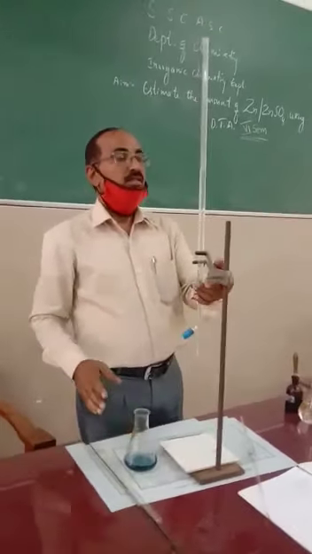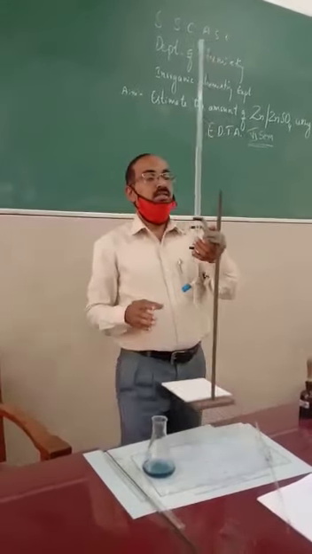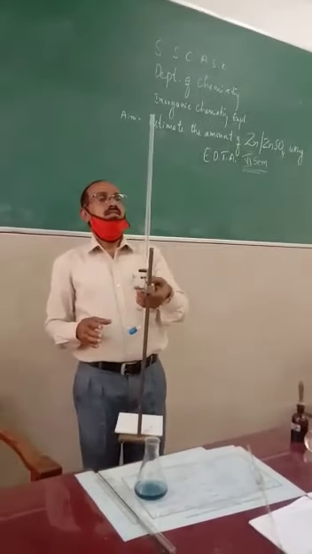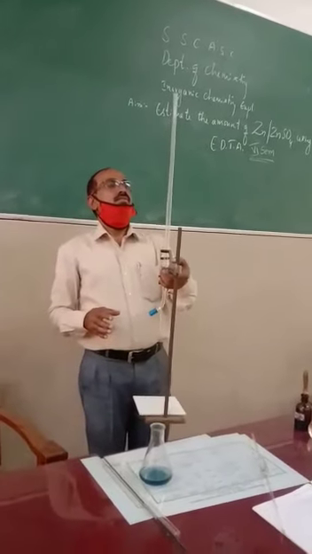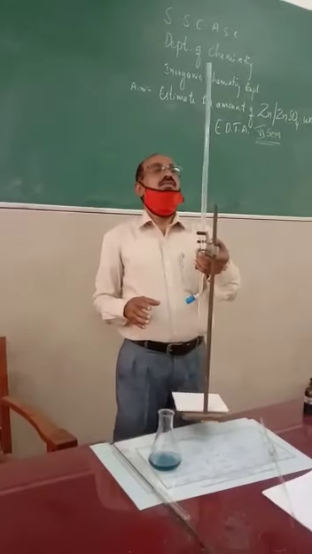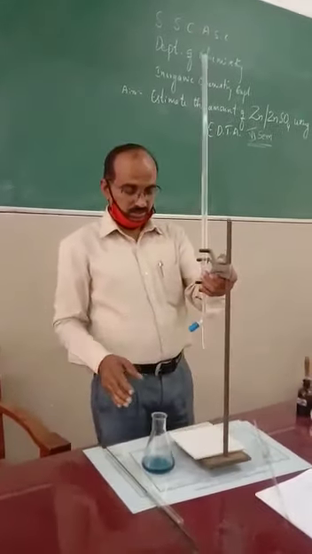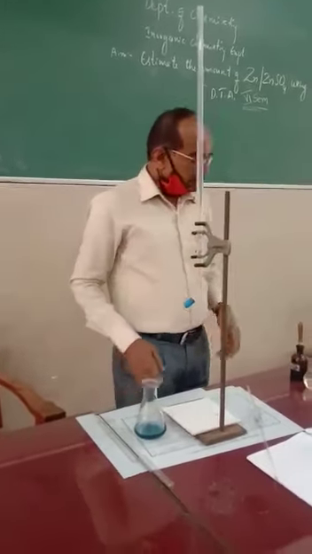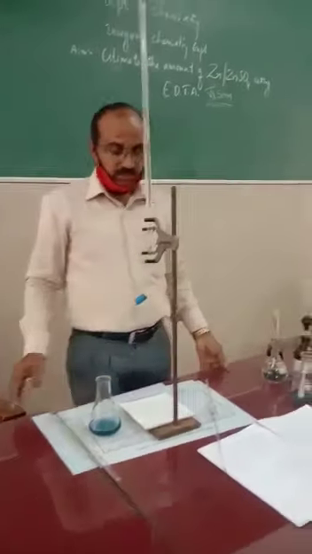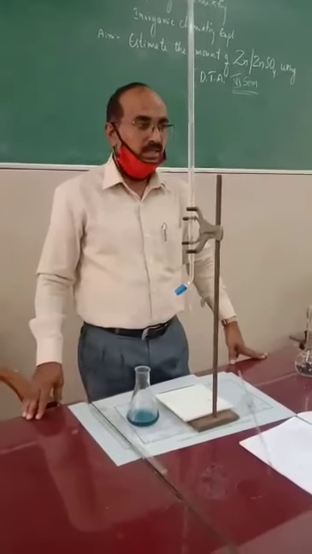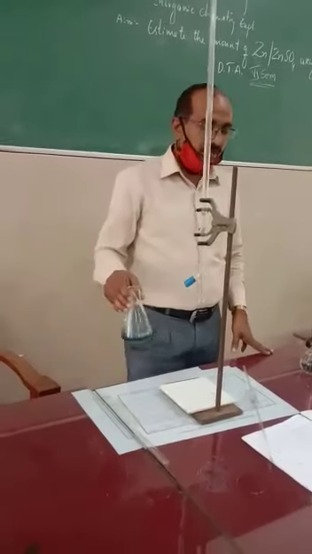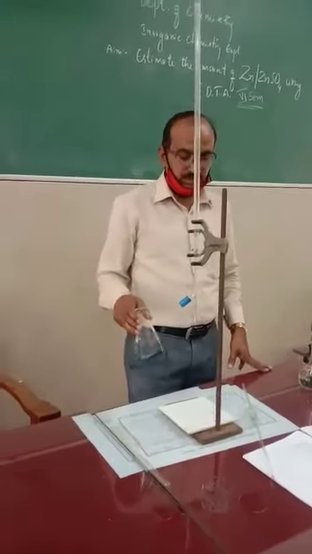Next, record the final reading here also. So the reading is 21.0. So this is the third step. The experiment is over. Next, you repeat the titration once again as before.